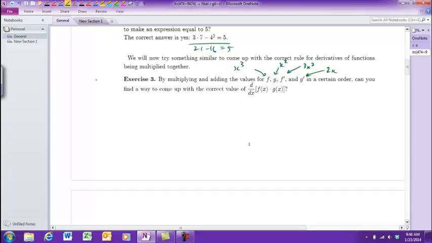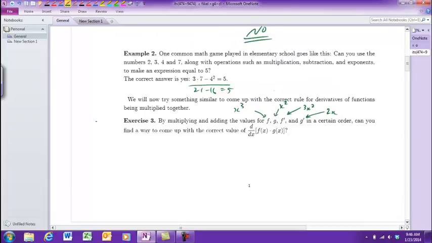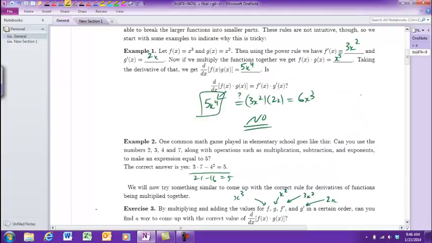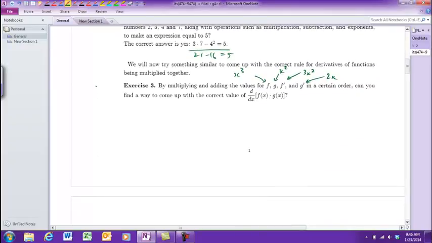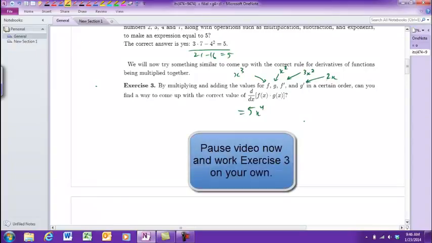And what I want you to do is take these expressions, x cubed, x squared, 3x squared, and 2x, and see if you can figure out the correct value for the derivative of f of x times g of x, which we know should be 5x to the 4th, because we can actually multiply these two first together. So the question is, can you combine x cubed, x squared, 3x squared, and 2x in a certain order and get something equal to 5x to the 4th? And you're just going to be multiplying and adding these in a certain order. So go ahead and pause your video now, try to do that, and then unpause the video when you're done.